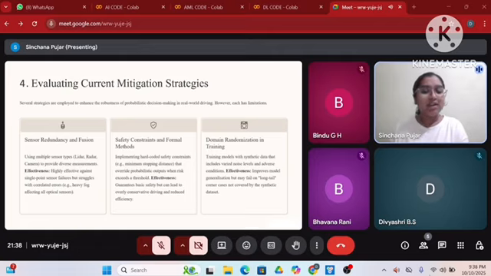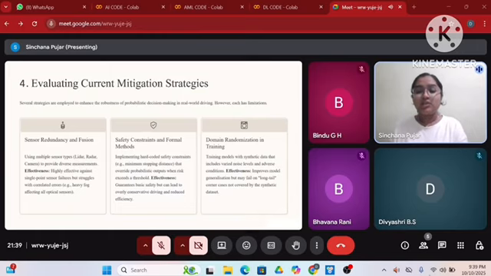Here, the effectiveness is that it is highly effective against single-point sensor failures, but struggles with correlated errors. Example, heavy fog affecting all the optical sensors. Safety constraints and formal methods: implementing hard-coded safety constraints, for example a minimum stopping distance, that override the probabilistic outputs when this exceeds the thresholds. Effectiveness: it guarantees basic safety but can lead to overly conservative driving and reduced efficiency.